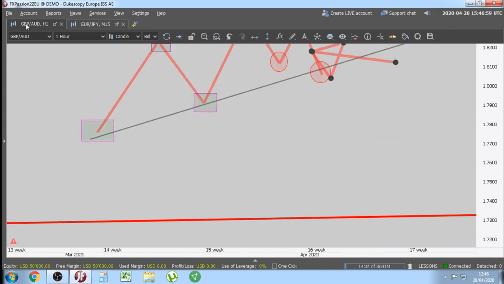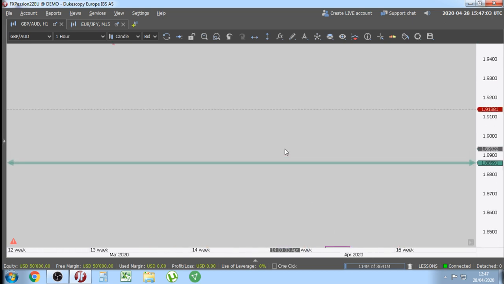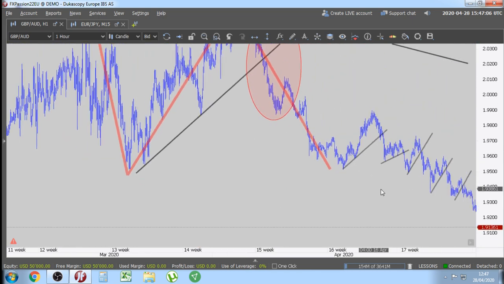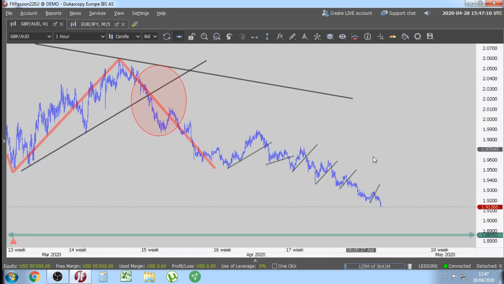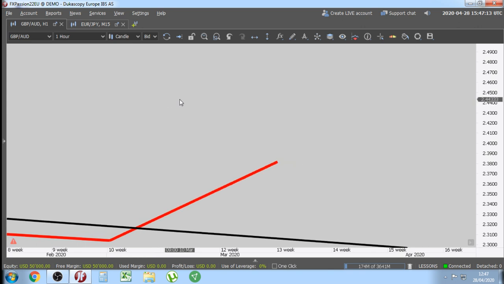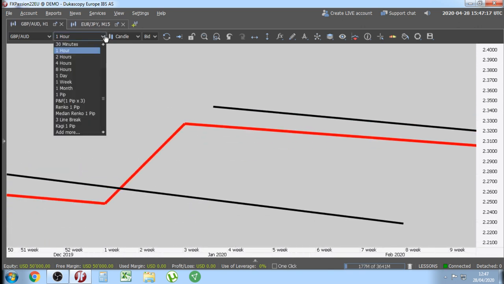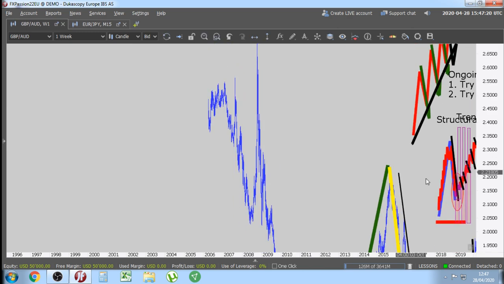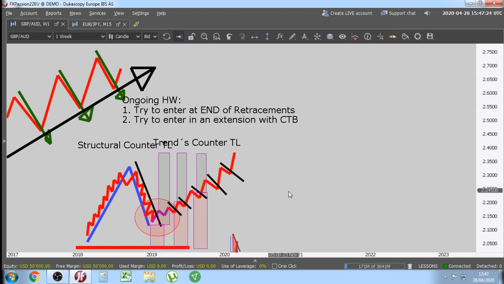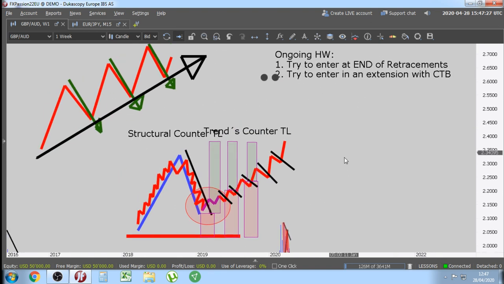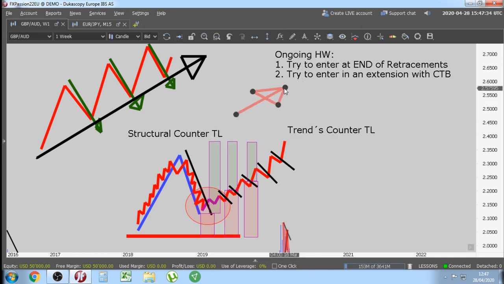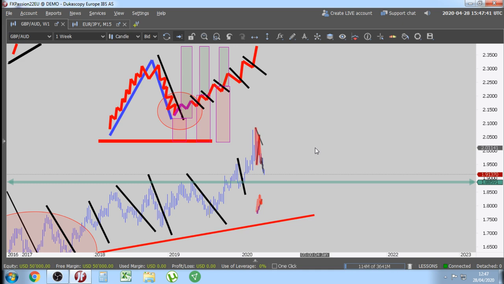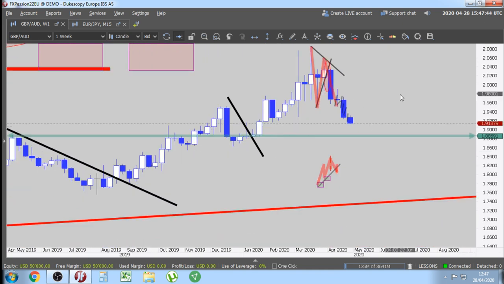Okay? Now, going back to the counter trend line breaks, as you can see, everybody, you can also trade retracements. But remember, where are we? Remember the concept. This lesson is an upgrade of what you have hopefully learned so far. Look in here, everybody. Number 2 says try to enter in an extension with the counter trend line break. And this is GBP AUD weekly chart. How can you enter in an extension on the GBP AUD weekly chart? You can't, right?